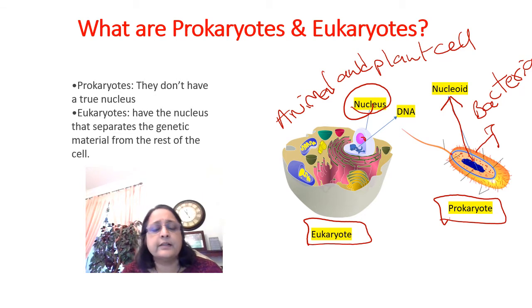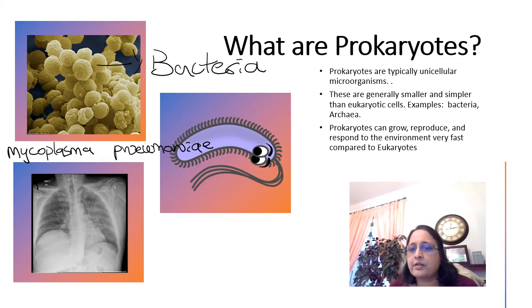So what's the difference regarding the terms pro and eu? These are derived from Greek words. Eukaryote: eu means true, karyon means nucleus. Because of the presence of a true nucleus, the name was given like that. Prokaryotic: pro means before, karyon means nucleus. Since these cells do not have a nucleus, they existed before the distinctive nucleus was established, therefore the term prokaryote was given.